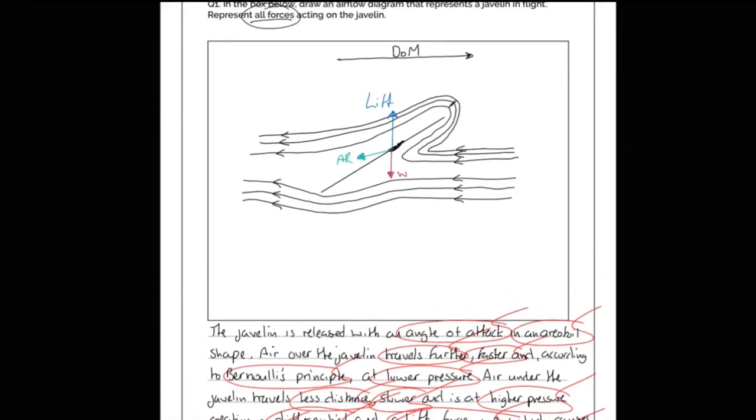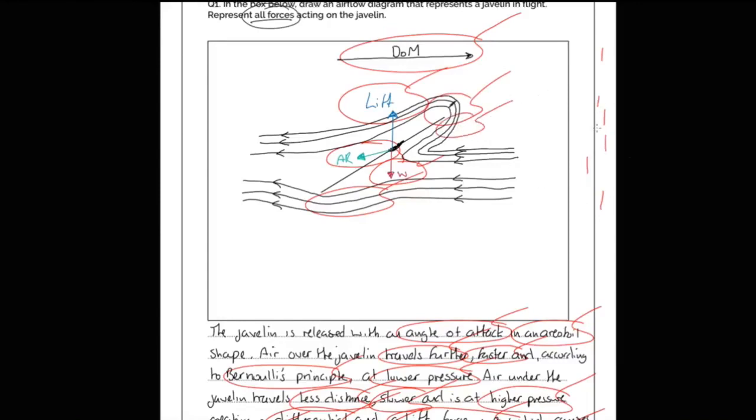Now, what I want to talk to you about is the image. This is going to be a mark for me. The fact that I've got the lift force is going to get me a mark. The fact I've got the air resistance and the weight force, they're going to get me a mark. The fact that I've got less distance under is going to get me a mark. The fact that I've got greater distance over is going to give me a mark. The fact that I've got my lines closer together is going to get me a mark, and so on.